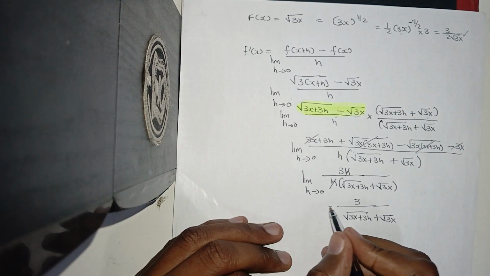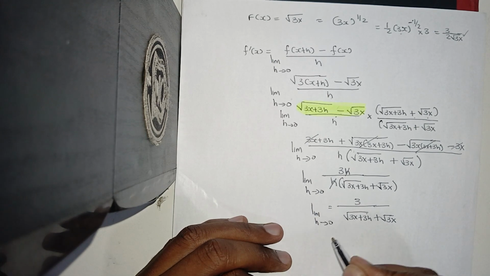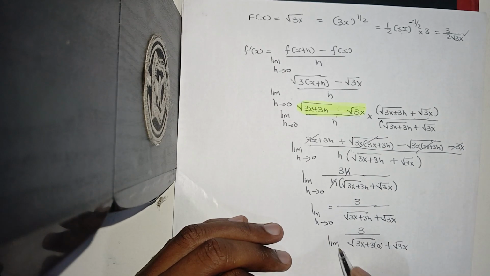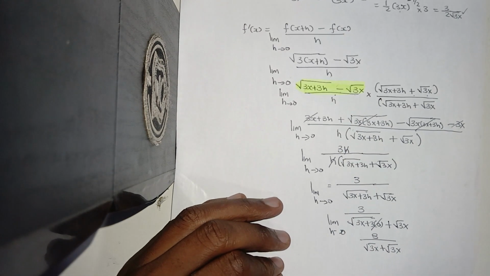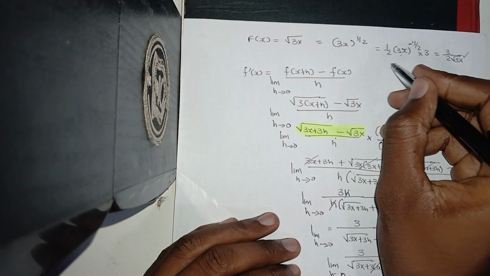Then what is it that we have to do? With the limit as h approaches 0, we now substitute 0 where there is h. So 3 over root of 3x plus 0 plus root of 3x. That means it's just root of 3x plus root of 3x. So it's just going to be 3 over 2 root of 3x. This is one and the same thing as the straightforward shortcut.